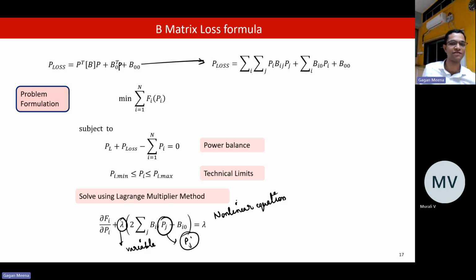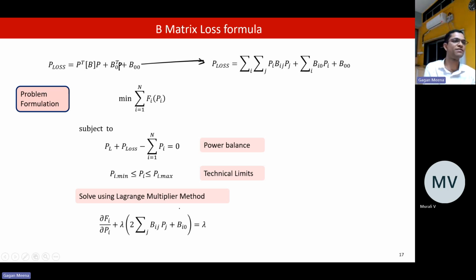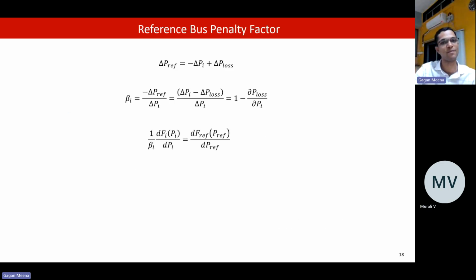Now we have non-linear solvers available. We can do that. Earlier we didn't have them, so we used an iterative solution, considering one of them constant and trying to find the best lambda. Then again, change the penalty factor, adjust our lambda such that the difference between two successive iterations is less. We keep on doing that till we converge, until the difference is almost close to zero or whatever tolerance we have set. And this was the reference bus penalty factor. This also we can calculate.